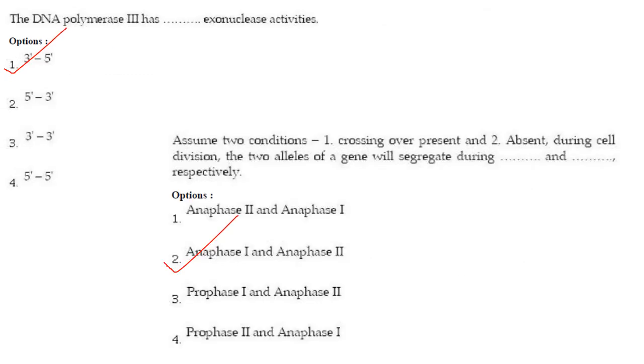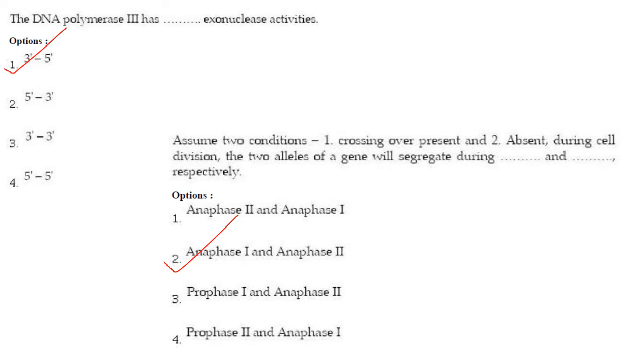Next one, the DNA polymerase 3 has dash exonuclease activities. Option 1 3' to 5', 2 5' to 3', 3 3' to 3', 4 5' to 5'. Answer is option 1 3' to 5'.